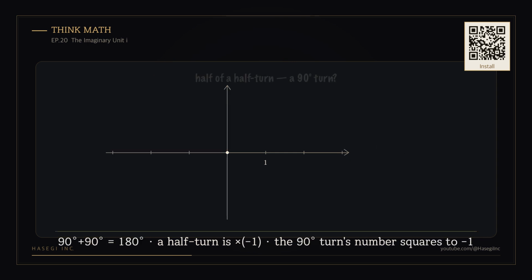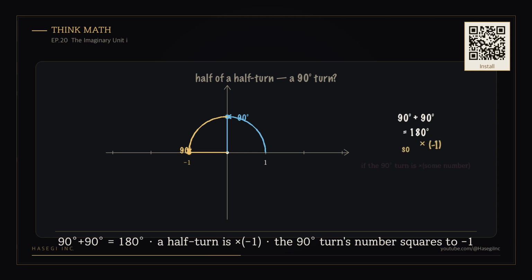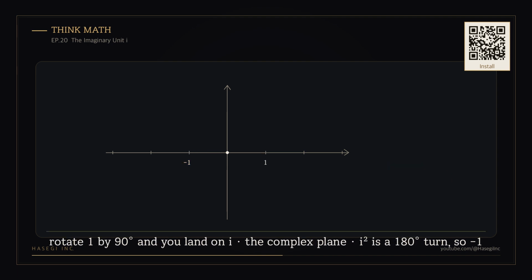Here is the clever question. If 180 degrees is a half turn, what about half of that? A 90-degree turn. Turn 90 degrees twice, and you have turned 180, the same as multiplying by -1. So if a 90-degree turn is multiplying by some number, then that number multiplied by itself gives -1. In other words, its square is -1. That 90-degree turn is exactly the i we just named.